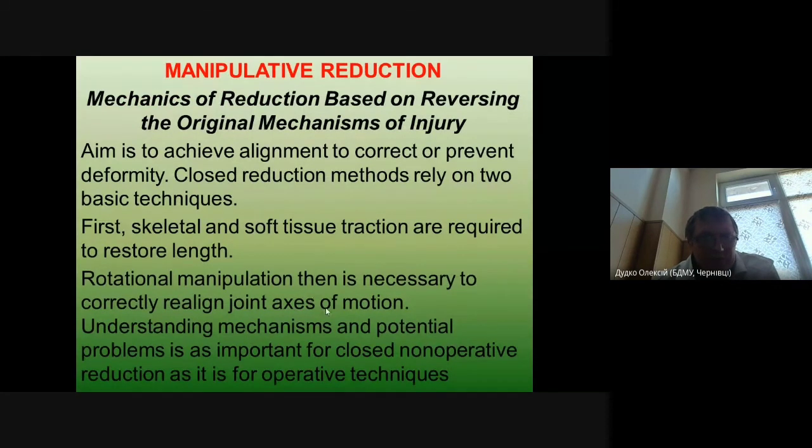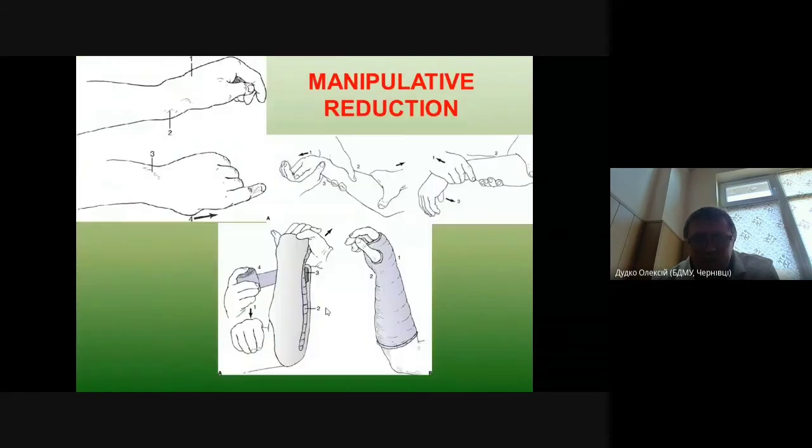So those are the main principles of how manual reduction is performed. We should correct all types of deformities. So we have several steps. The first step, we apply axial traction according to the axis. Then over a few minutes, we should correct all types of deformities: shift, rotation, angulation, and then you should fix it in the correct position.